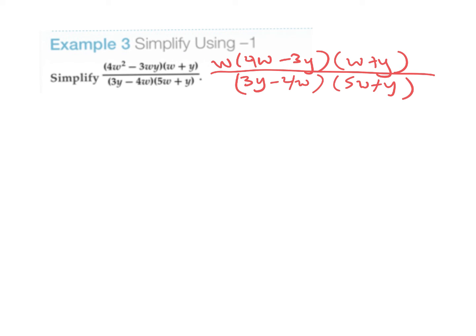So if I look at this, I have nothing that's exactly the same, but I have something that's close. And if you look right here, these two factors are close, but they're not exactly the same. They're opposites. So to do this problem, I'm going to use what's called a negative 1.